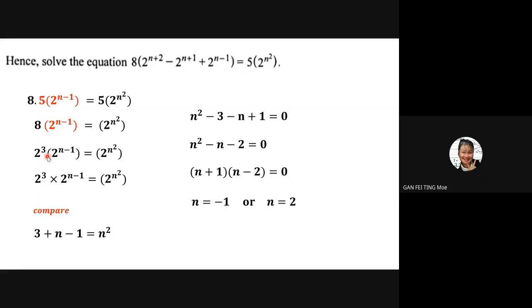I repeat, pendaraban nombor berindeks. This is nombor berindeks. Nombor ada indeks, so di call nombor berindeks. Ini nombor, ini indeks. Pendaraban, because bracket, kita dah belajar, bracket adalah simbol bagi darab. Okay, pendaraban bagi nombor berindeks dengan asas yang sama. With the same base, dengan asas yang sama. Indeks dia ditambah. You add up the index 3 plus n minus 1. It's not 3 times in the bracket n minus 1.